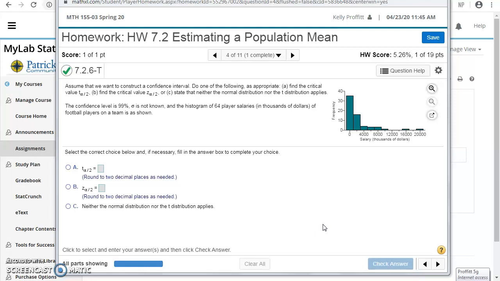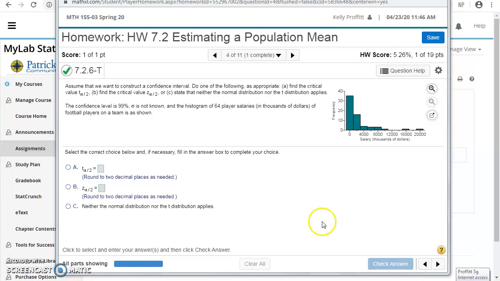It says, assume that we want to construct a confidence interval. Do one of the following as appropriate. A, find the critical value t sub alpha over 2. B, find the critical value z sub alpha over 2. Or C, state that neither the normal distribution nor the t distribution applies. The confidence level is 99%. The population standard deviation sigma is not known, and the histogram of 64 player salaries in thousands of dollars of football players on a team is shown.